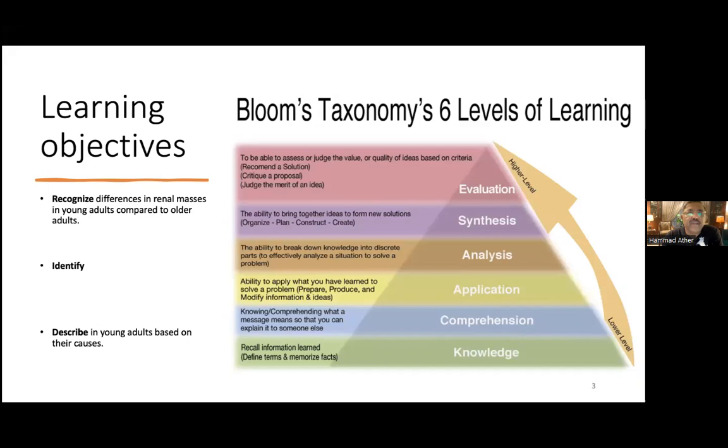So today's specific learning objectives: number one, to recognize differences in renal masses in young adults compared to the older adults. So anyone under 45 years of age versus those who are older than 45 years of age. So we need to understand the causes of renal cancer or renal carcinoma in these young adults, its treatment, be able to identify the imaging features which can distinguish these tumors.